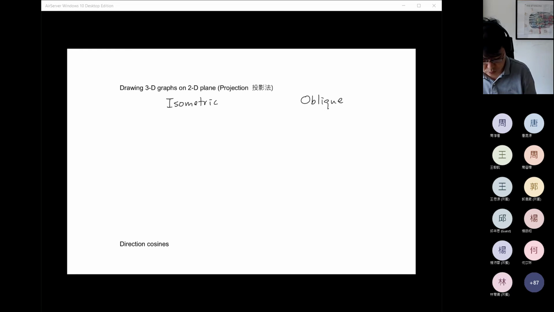This one is pronounced... wait a minute. This one is pronounced K, oblique. Isometric. Sorry. Okay, this one is Q. Okay, you can put down your hands. Thank you.